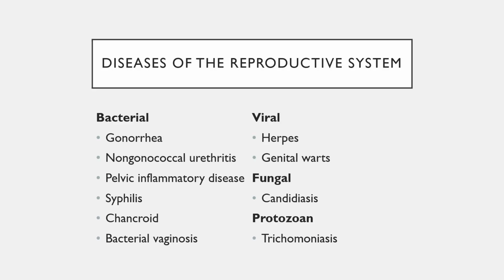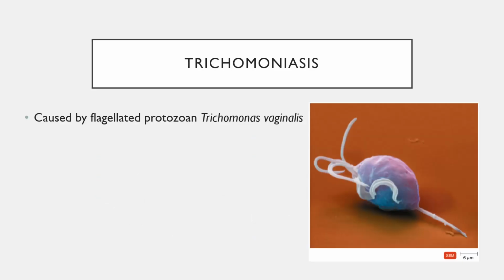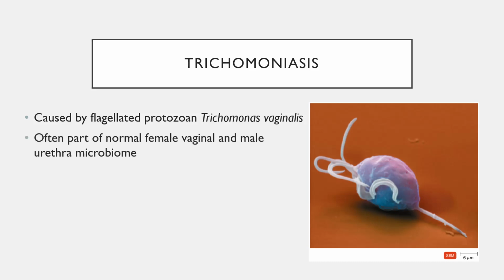Lastly, we have the protozoan infection, trichomoniasis. This is caused by a flagellated protozoan called Trichomonas vaginalis, which you can see in this microscopy image right here. It too is often part of the normal female vaginal microbiome, as well as the male urethral microbiome. But like candidiasis, it can overgrow if the normal vaginal microbiome is disrupted.